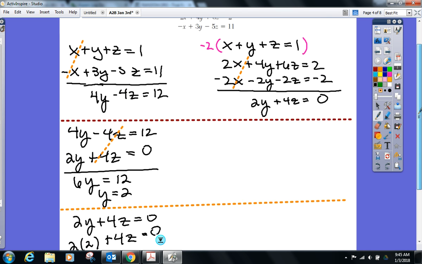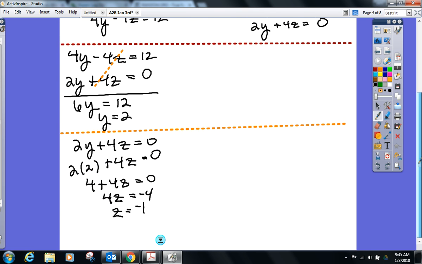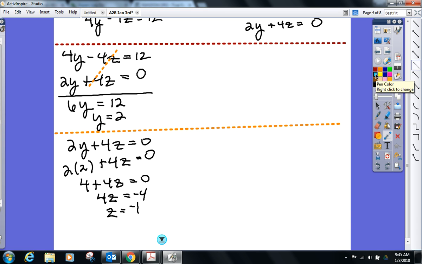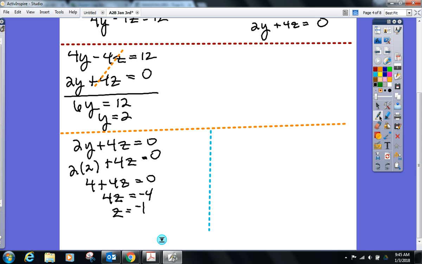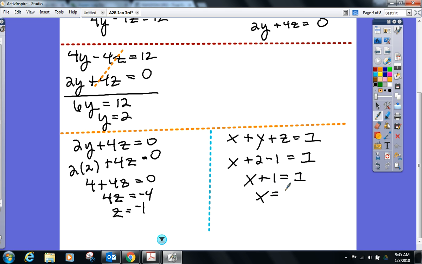What do I do to find x now? Go back to one of the original 3. Plug in your x and your y and your z. Which one do you want to plug it into? Always 1. So x plus 2 minus 1 equals 1. I think hopefully you guys can handle the rest. x equals 0.